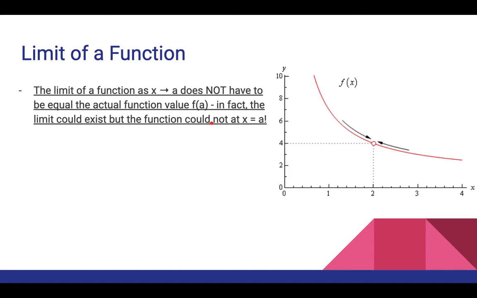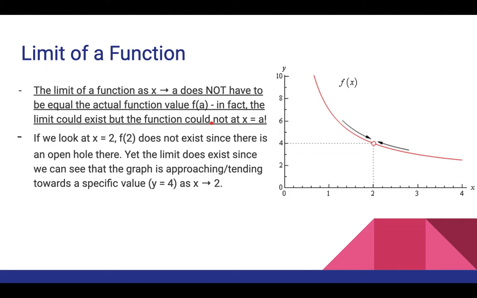That's a little bit weird to wrap our heads around, so let's look at an example with the graph at right. If we look at x equals 2 right here on our graph, we can see there's an open hole, meaning that f of 2 does not exist. Yet as we trace out our graph and pay attention to what's happening, we can see that as x gets closer and closer to 2, f(x) seems to approach a y value of 4. So we would say that the limit as x approaches 2 of our function is 4 because that's the tendency and pattern of our function, but the function does not actually exist at x equals 2 since there's an open hole there.